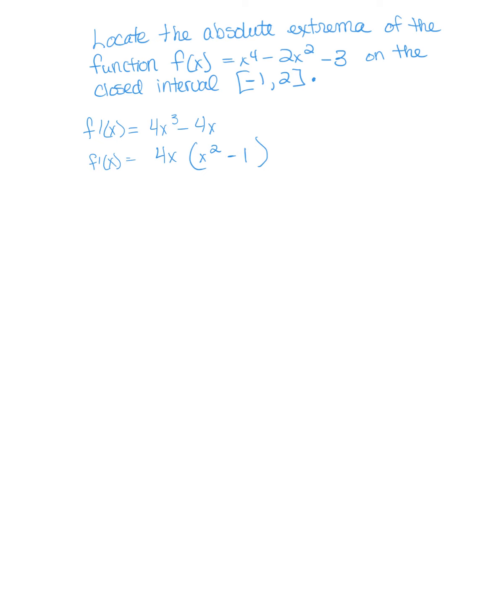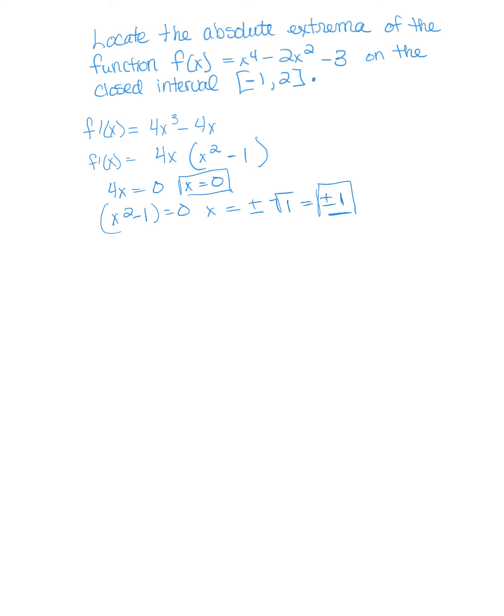So what is going to make these things equal 0? Well, that means that one of my parts here has to equal 0 to make this 0. So in order for that to happen, for this one, x would have to be 0. And for here, x would have to be plus or minus the square root of 1, which would be plus or minus 1. So I have these values right here that are going to be critical values for this function.